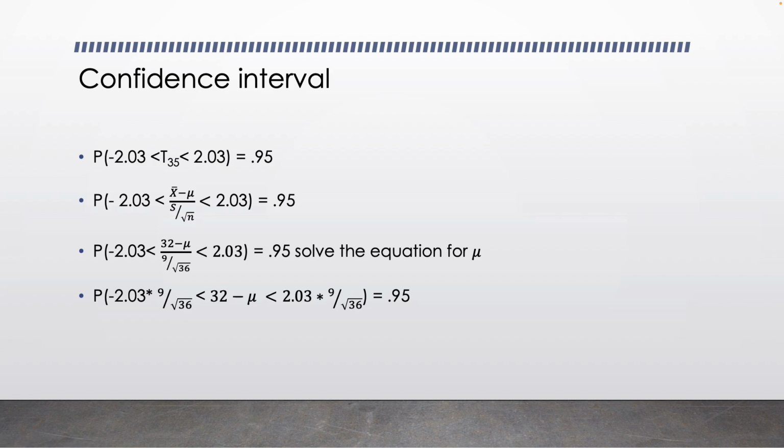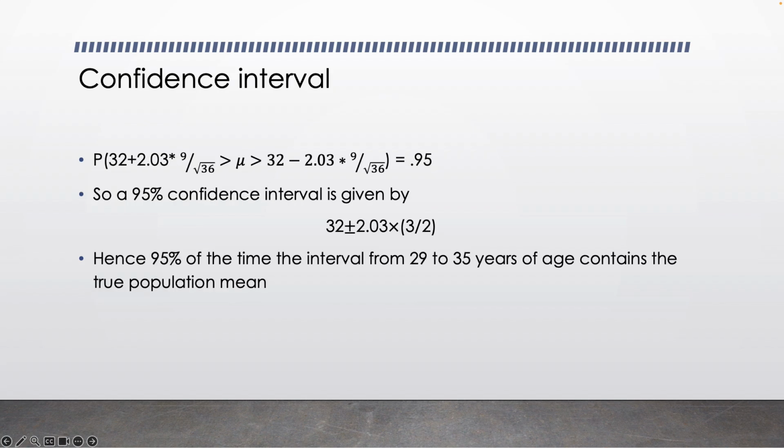If we solve for the unknown parameter of the population mean mu, we're going to get this. And there's one last step, which is to move the 32 to the other side and to make the population mean positive. When we do that, we get this quantity. So the confidence interval will be 32 plus or minus that 2.03 times 3 over 2.